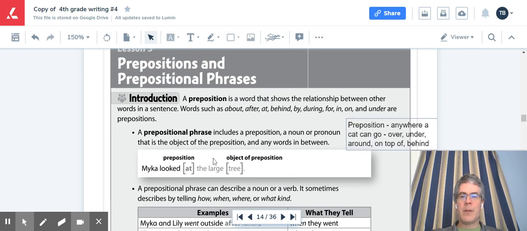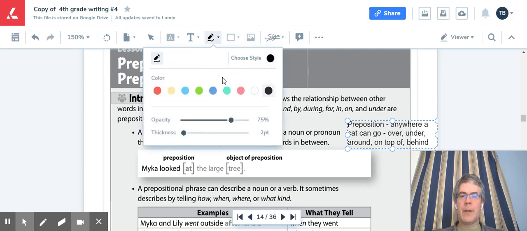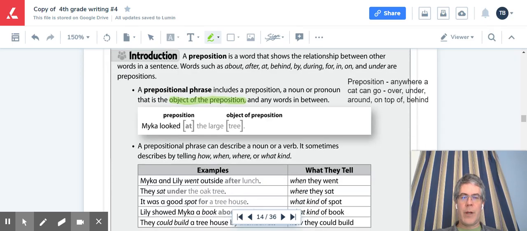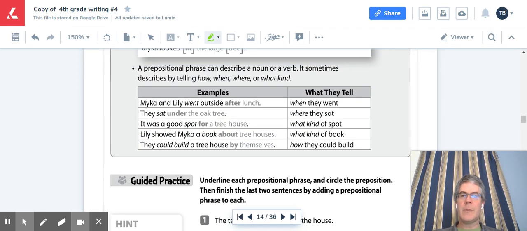So that's the preposition. Now, a prepositional phrase includes a noun or pronoun that's called the object of the preposition. So there's going to be some noun or pronoun that the preposition is talking about. So it's showing a relationship between that noun or pronoun and the rest of the sentence. So for example, they went outside after lunch. It shows when Micah and Lily went outside.